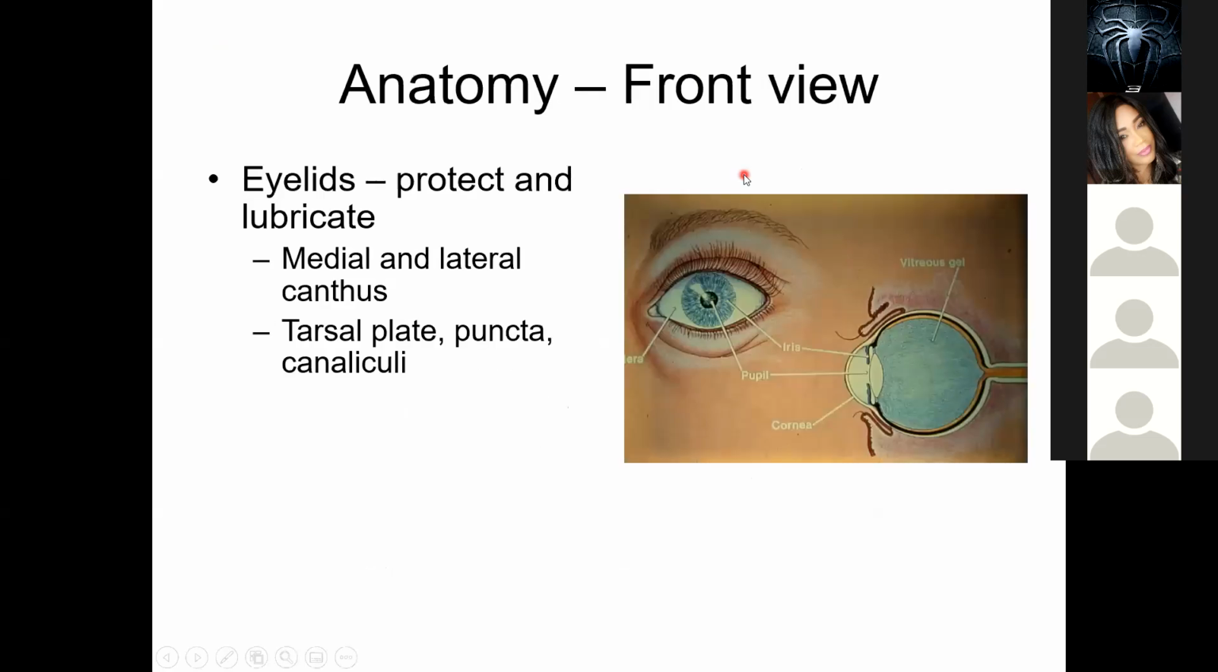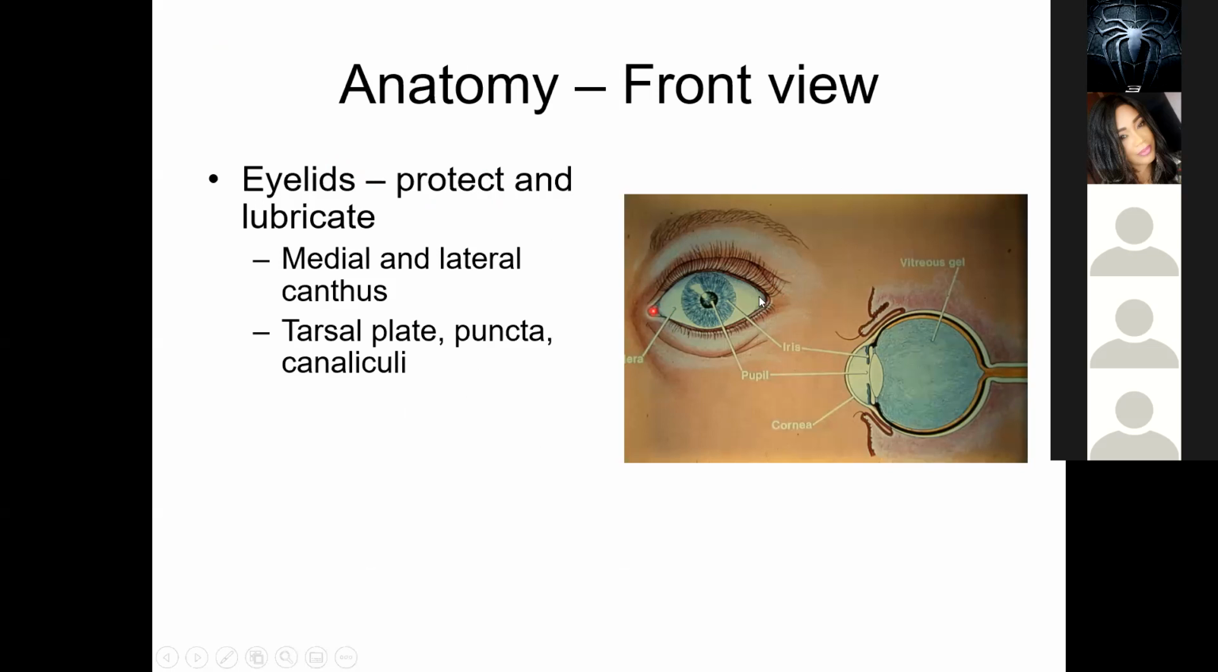No cause for alarm. All right, so let's move on quickly to the anatomy of the front view of the eye. I think we've talked much about this, but just to put everything in perspective. I've said that the eyelids' main function is that they protect the eye and they also lubricate the eye. So this is the medial canthus, this is the lateral canthus, and the caruncle would be somewhere here. I hope you can all see my pointer. So the caruncle is somewhere here.